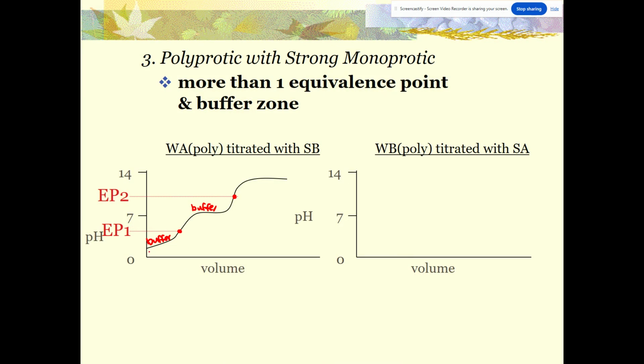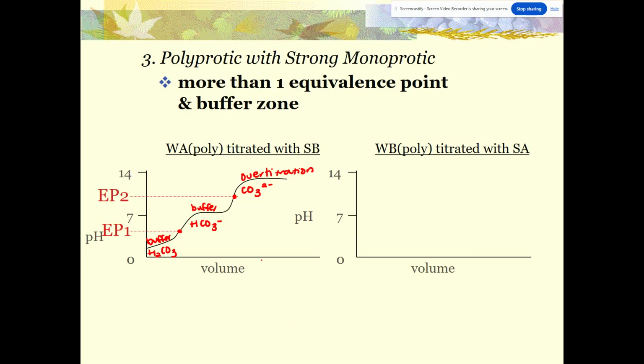So for example, if this is H2CO3, it loses its first H to become HCO3-, and then its second H to become CO3 2-. Okay? This is not a buffer region again. This is the overtitration.